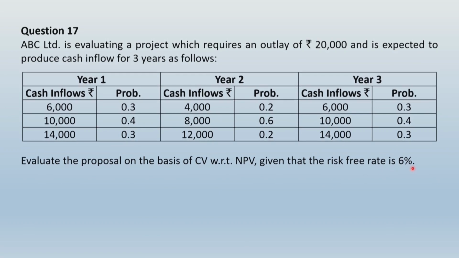So here, when we apply Hiller's model, we will have to first determine the standard deviation with respect to EVCF for each year. Then we compute the expected NPV and the standard deviation with respect to NPV. Then and only then will we be able to arrive at CV with respect to NPV. So let us look into how to present your solution.